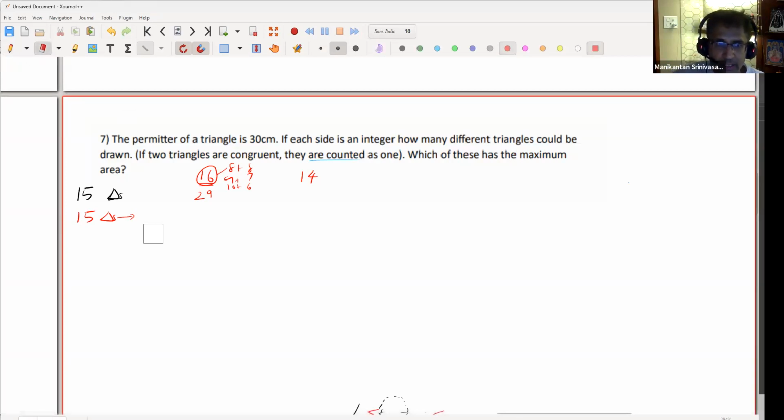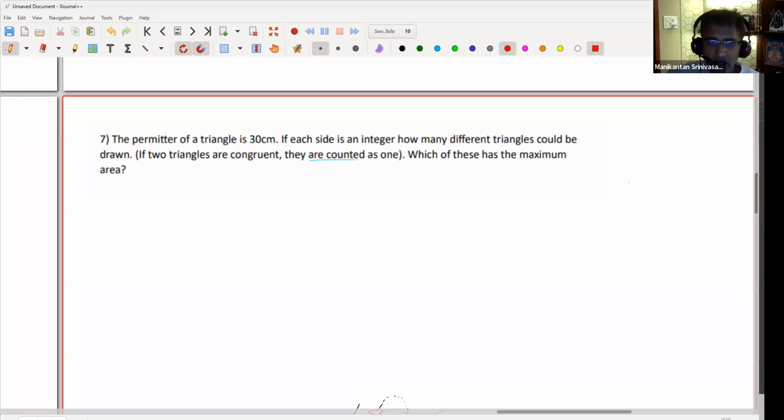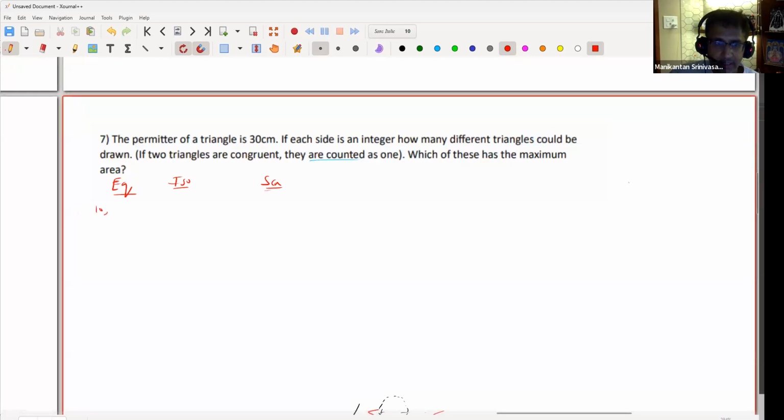Okay, so let's do it in a systematic fashion. First let's eliminate. I'm not saying 15 is right or wrong. We'll erase this and see what we get. So we can split into three categories: we can have equilateral triangles, isosceles triangles, and scalene triangles. Equilateral triangle is very easy. There's only one, 10, 10, 10. So I'll just put one here.